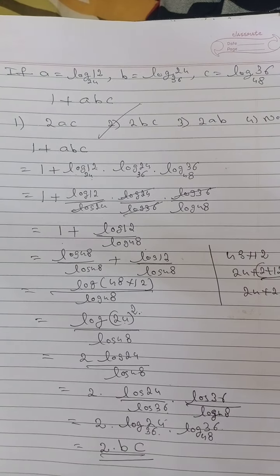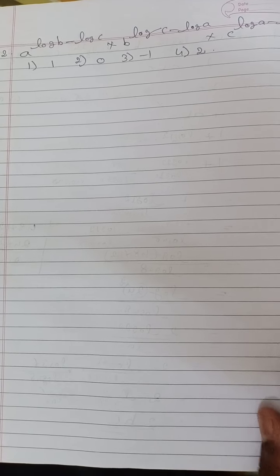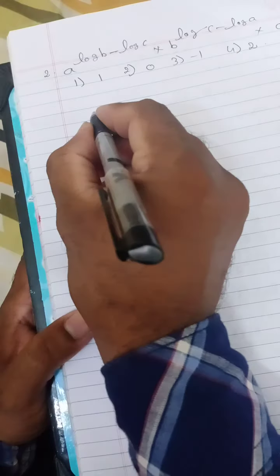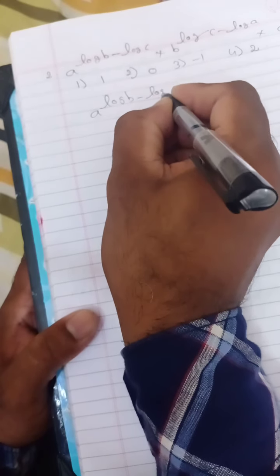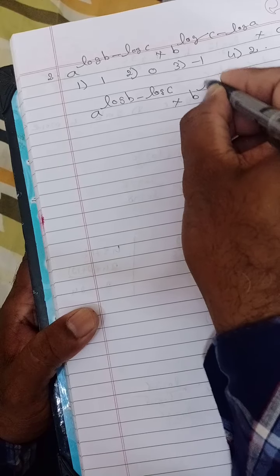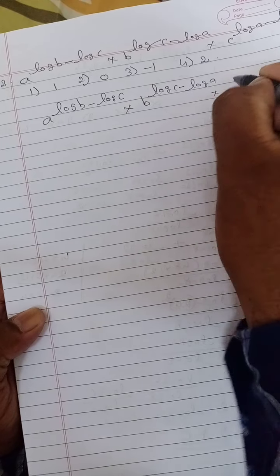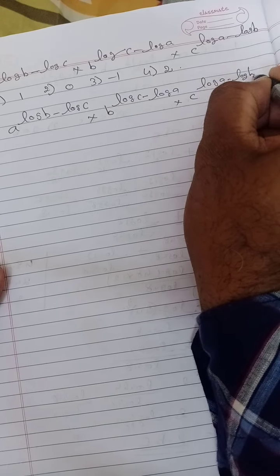Okay, like that we have to simplify it. Yes, look at the second problem. We have to simplify this: a power log b minus log c, into b power log c minus log a, into c power log a minus log b. So how do you simplify this? This is the given problem.